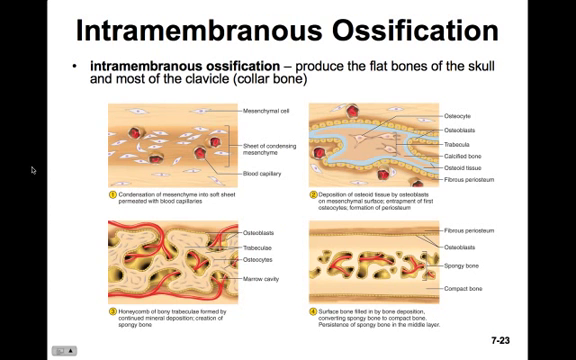In intramembranous ossification, we'll see the production of flat bones of the skull and the clavicle or the sternum. Now, there's a lot of detail presented on intramembranous ossification. I don't want you to know the details so much as just generally what happens. What we'll see is some of the embryonic connective tissue called mesenchyme condenses into a layer. It's filled with blood capillaries.